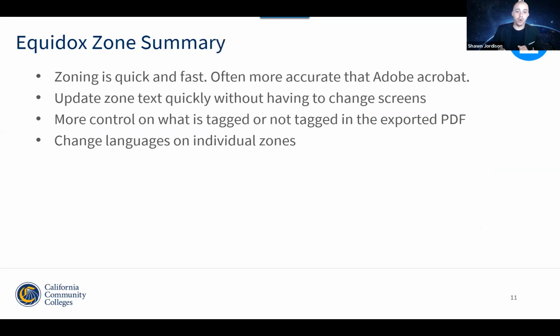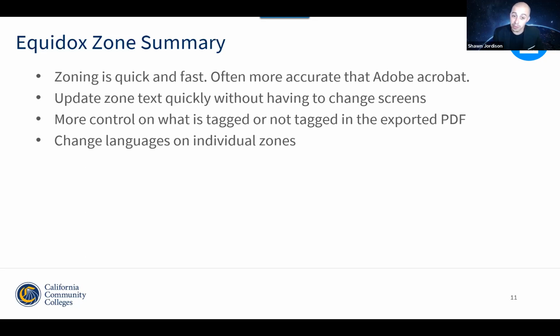So we're going to do just a quick Equidox zone summary. Zoning is tagging, but in Equidox, they call it zones. So I'm trying to use the right language here, but if you're like, what is a zone? It's what tagging basically means. So zoning is quick and fast in Equidox and often a lot more accurate than Adobe Acrobat.